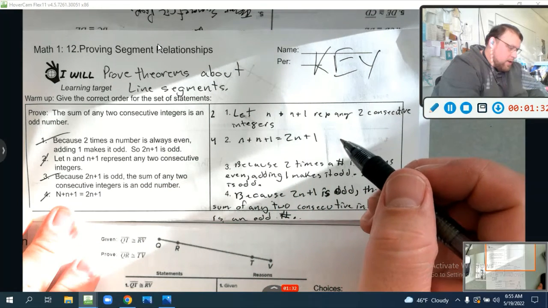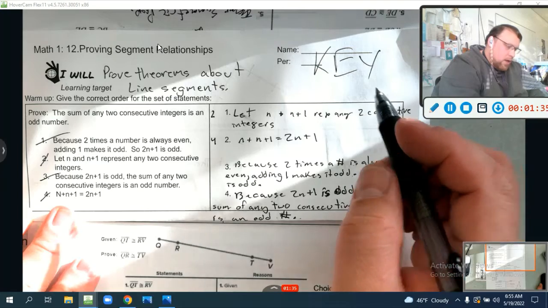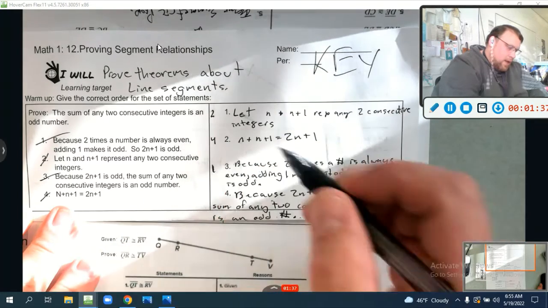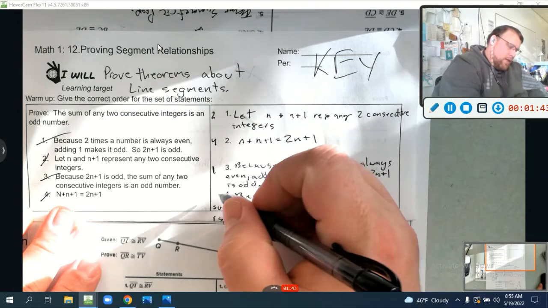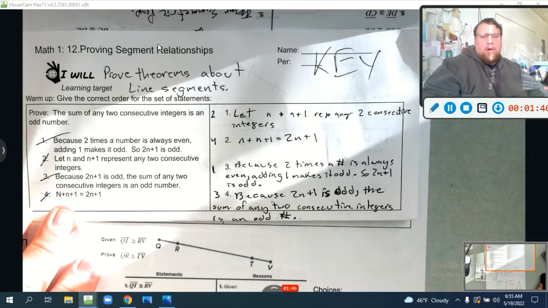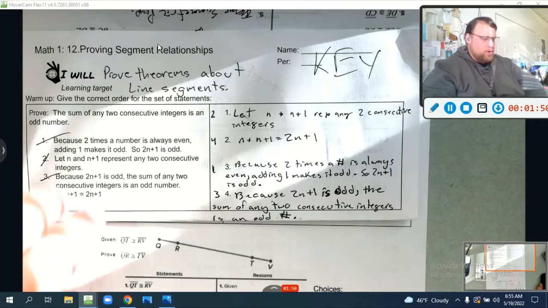Oh, wait, excuse me. No, that's number 1. And then the last one, because 2n plus 1 is odd, the sum of any two consecutive integers is an odd number. That's 3. And there we go. We have our nice little paragraph proof done out for us. So, there we go. Good job.